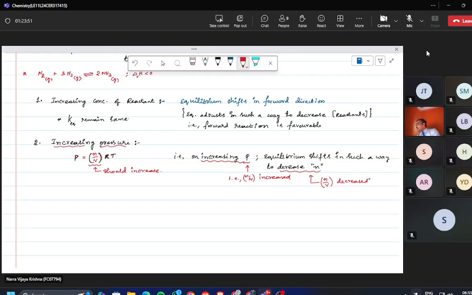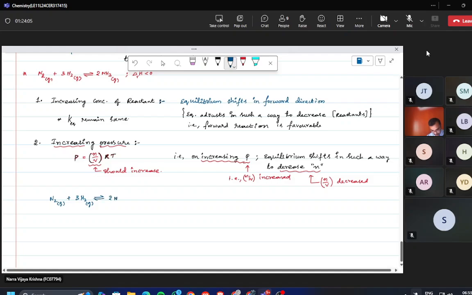Correct now? Any questions, sir? Now see this, sir. I am taking this reaction as it is. What is delta N of this reaction? What is delta N means? Number of moles of products in gaseous phase minus number of moles of reactants in gaseous phase. How many products in gaseous phase? How many reactants in gaseous phase? Then what is the value?